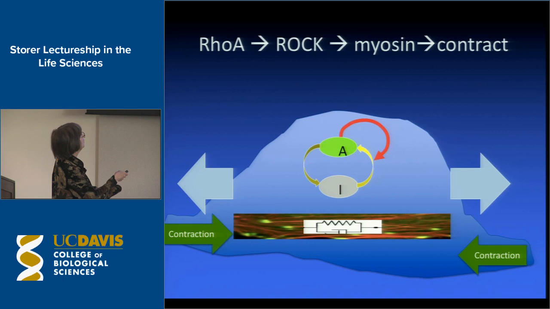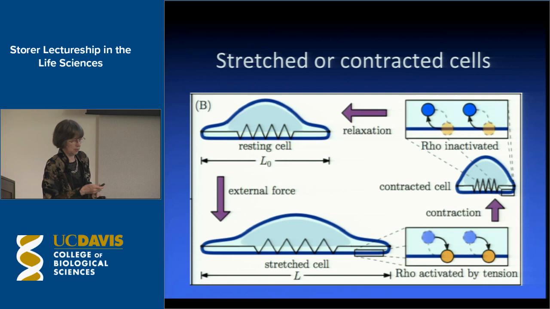So, for example, Rho A is known to activate Rho kinase, which in turn activates myosin, which causes contraction. So that would be how a Rho A module might affect this. And this in turn causes the cell to contract, and it pulls and creates tension. So here's the basic idea of how this is put together.